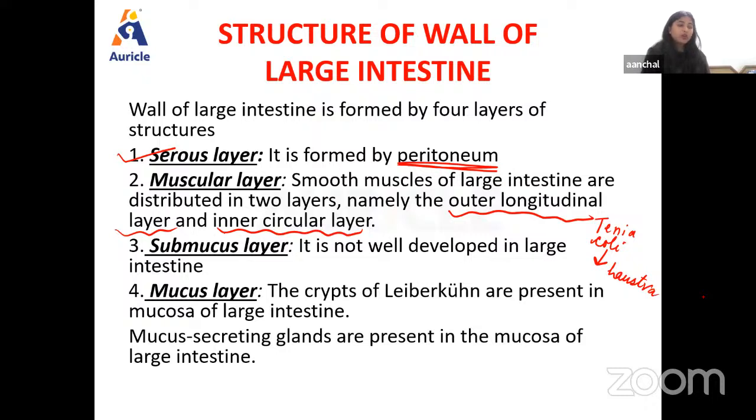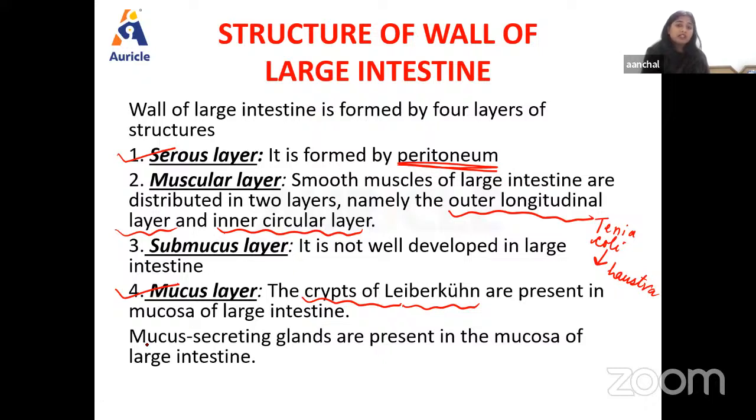Then the submucous layer is not as well developed in the large intestine. Then last we have the mucous layer. In the mucous layer, the crypts of Lieberkuhn are present in the mucosa of the large intestine, and the villi are present basically in the small intestine and absent in the large intestine. Only mucus secreting glands are present in the mucosa of the large intestine.